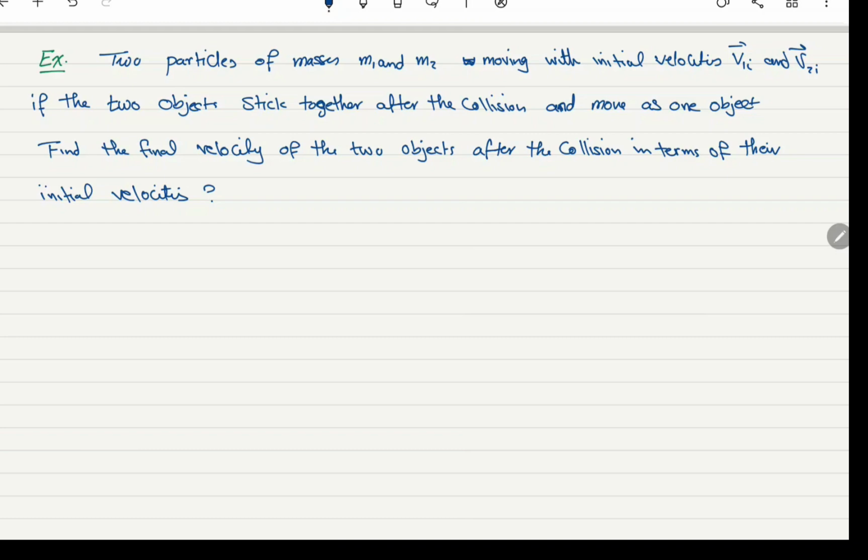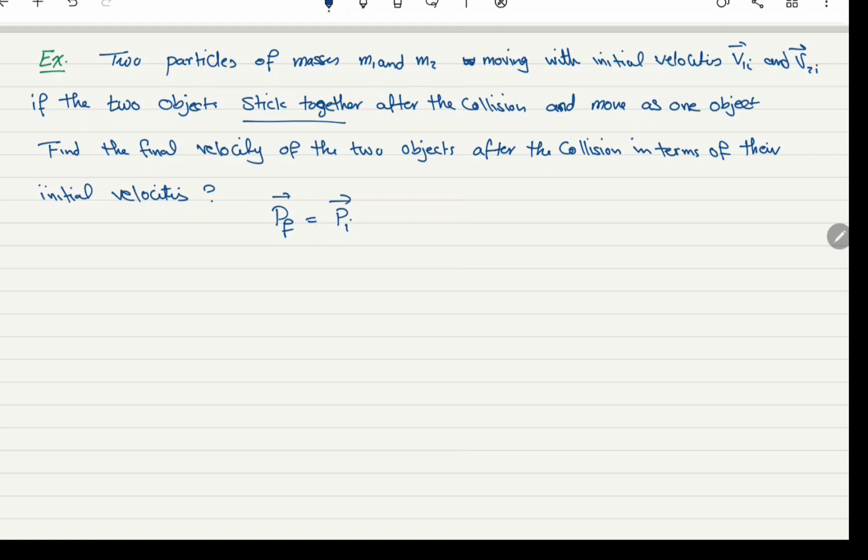Now remember, since the two objects stick together here, this collision is a completely inelastic collision. In this case, only momentum is conserved. Kinetic energy is not conserved at all. So in this case, P final equals P initial. So the momentum before the collision equals the momentum after the collision.